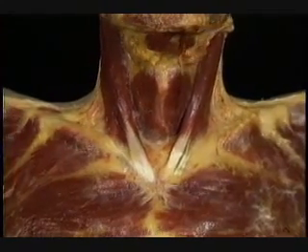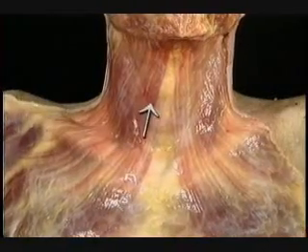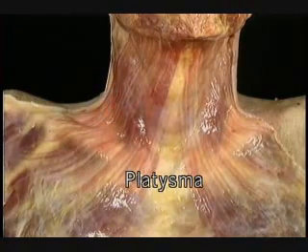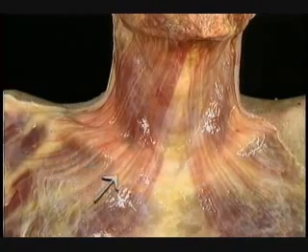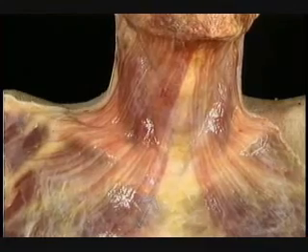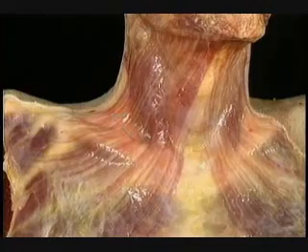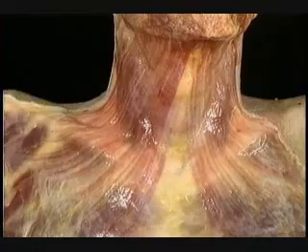Now we'll add the platysma to the picture. All this is platysma. It lies within the subcutaneous fascia of the neck. Its lowest fibers extend below the clavicle, onto the chest. Platysma has a free posterior border here, and a free anterior border here, near the midline.